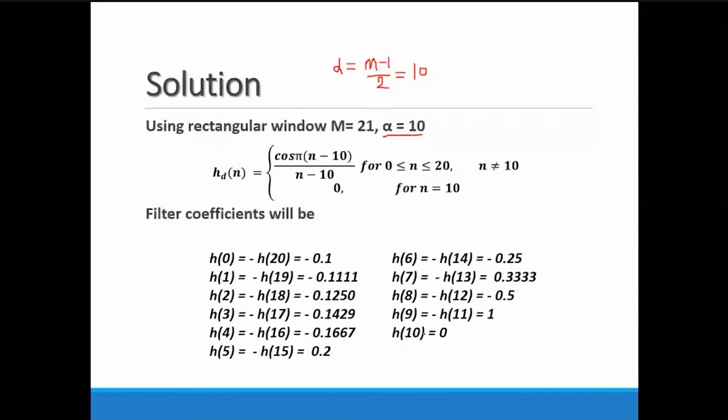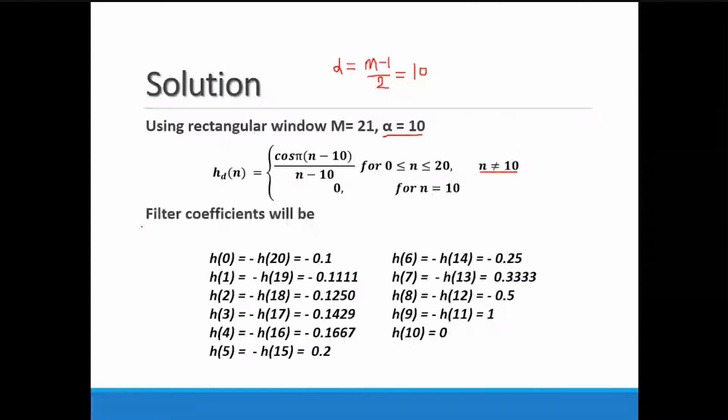For the rectangular window there is no need to apply the windowing function, because we all know that for the rectangular window omega(n) is equal to 1 for all values. For the entire length you get the value one, so only you have to calculate hd(n). So for the rectangular window, h(n) is the same as hd(n). Here we calculate hd(n), that is cos(pi (n minus alpha)) divided by (n minus alpha). Alpha is 10, so n minus 10, for n from 0 to 20, where n is not equal to 10, and 0 for n equal to 10.